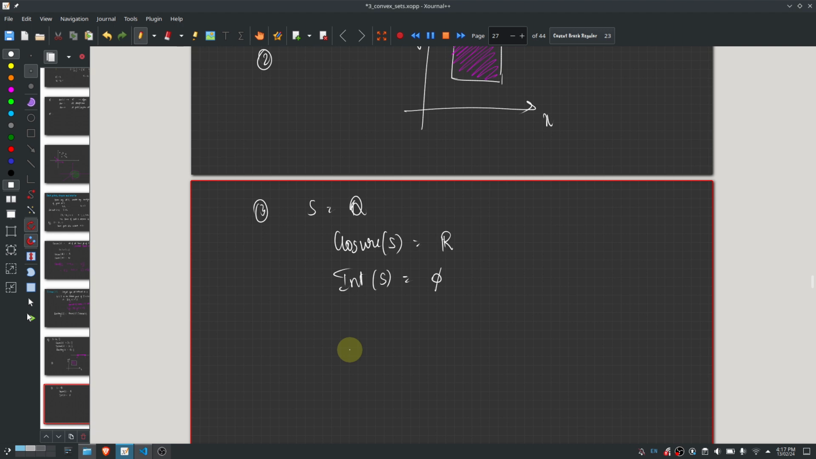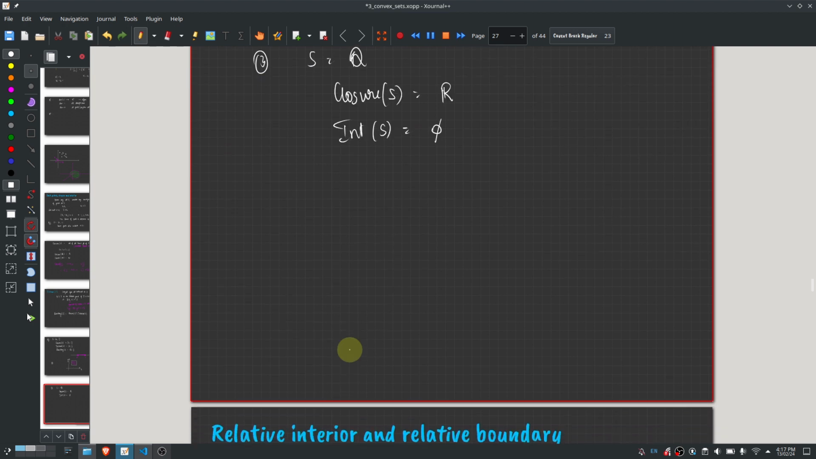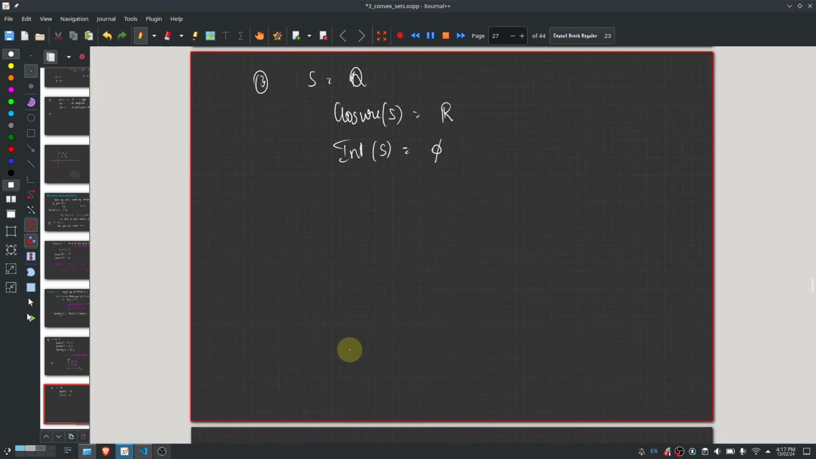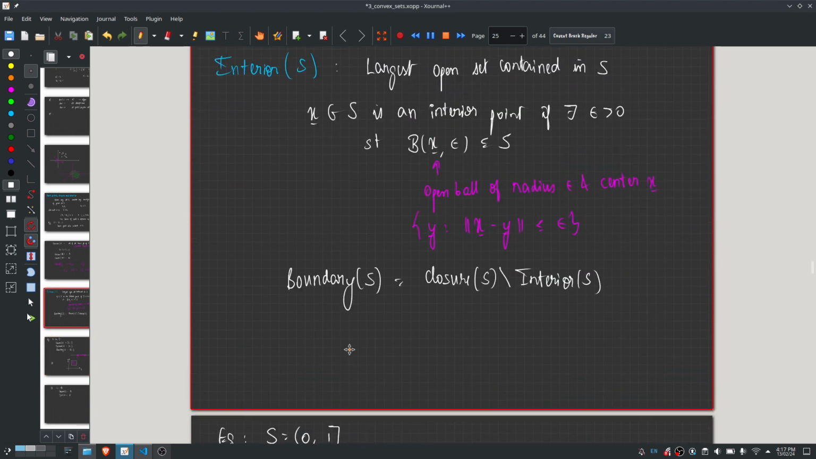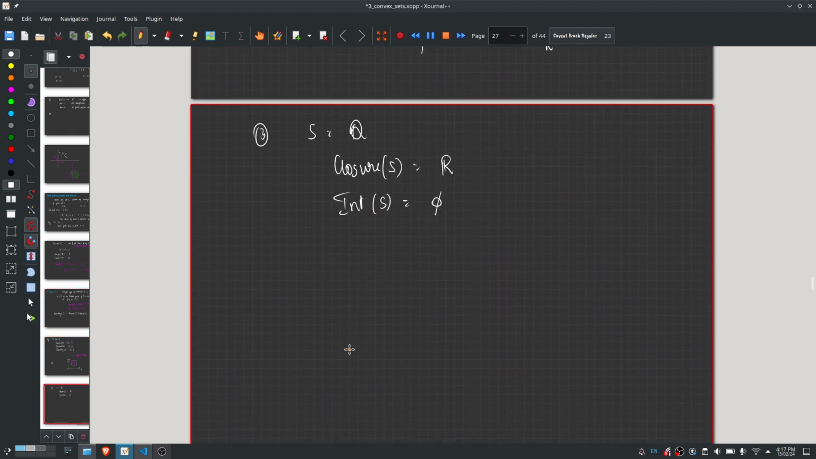Okay. But you can think of this as a sort of pathological example, because we will generally consider sets that are continuous. This in some sense is discrete, right? Okay, but all of this is fine. So let's take another example.